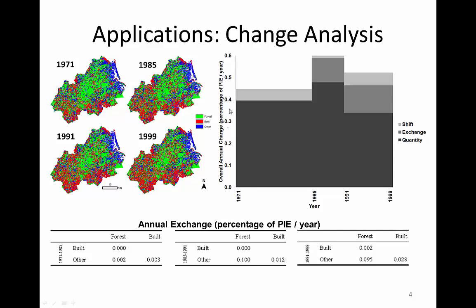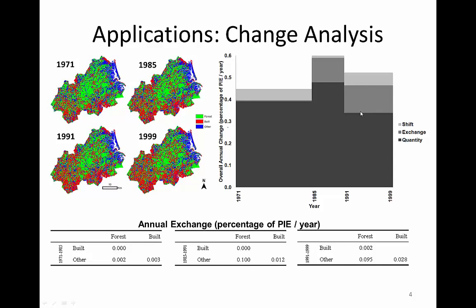The y-axis of this graph shows the amount of change divided by the number of years of each interval. We found that in all three intervals, quantity difference was the largest type of difference. In the first interval, exchange was almost zero, and shift corresponded to the largest proportion of allocation difference. In the second interval, allocation difference increased, with exchange being the largest amount of allocation difference. In this second interval, shift was almost zero. In the third interval, both exchange and shift increased.